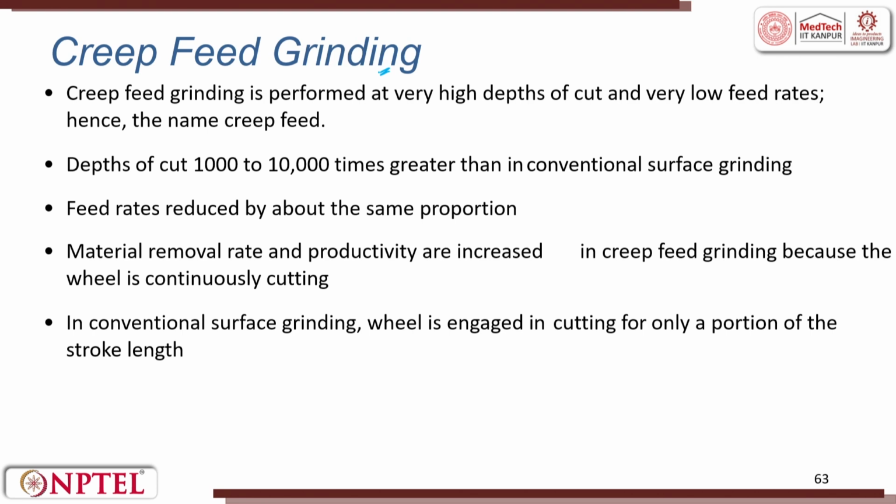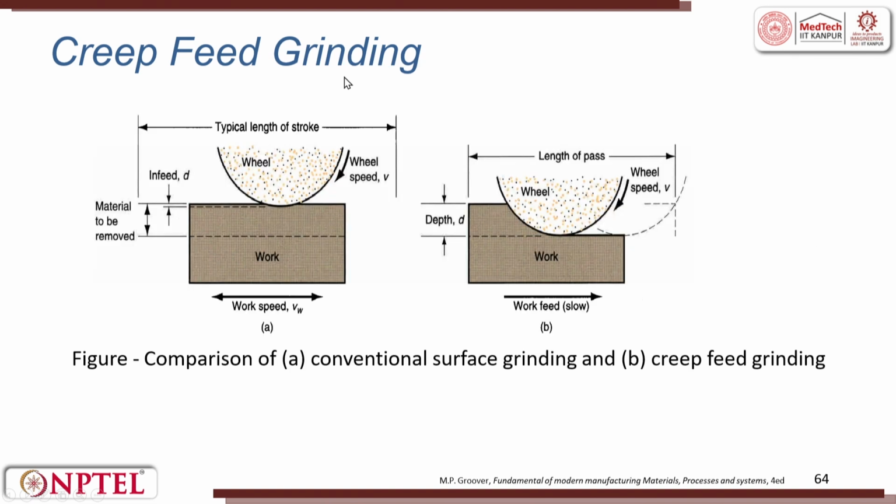Creep feed grinding has a very high depth of cut with very low feed rates, and it is called creep feed grinding. The depth can be 1000 times to 10,000 times greater than conventional machining. It is almost like a milling operation. The feeds are very slow, the depths are very large. So, this is how creep feed grinding is done.